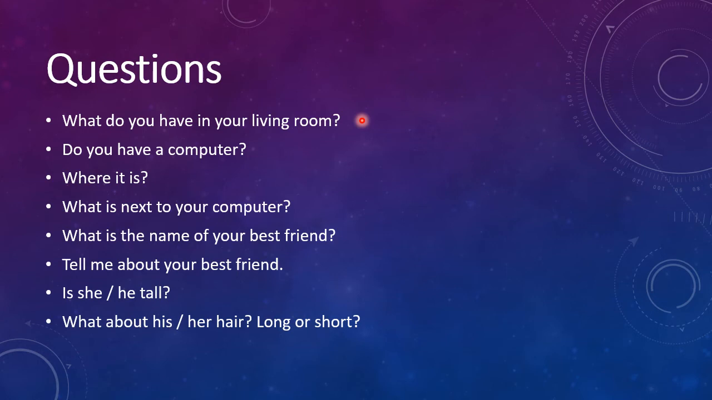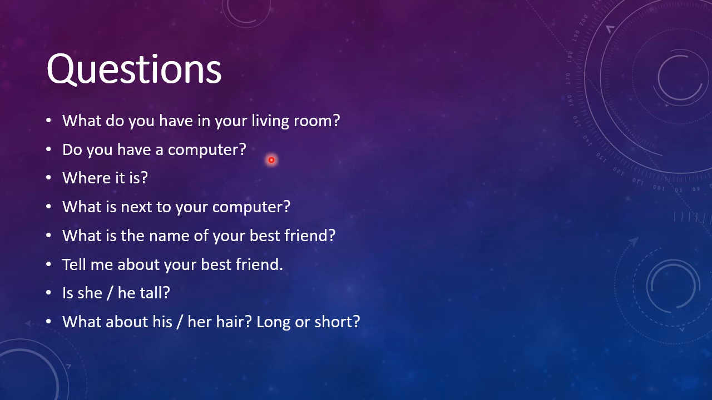For example, living room, so we have sofas, we have a nice big TV. We have two windows in our living room. We have a huge carpet in our room. So whatever it is in your living room, we have a computer in our room.